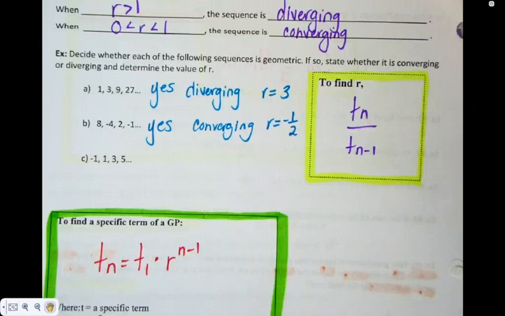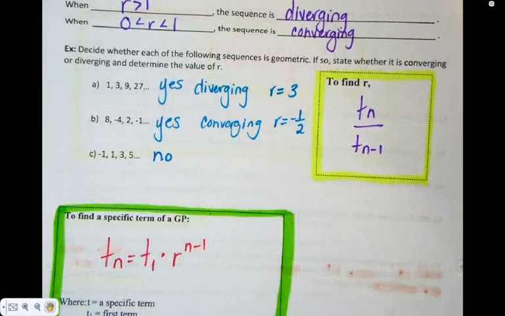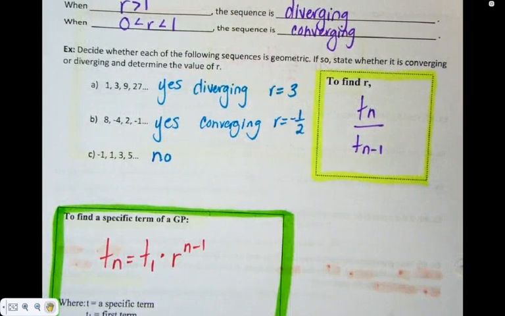C, yes or no? No. Questions so far? What we've done is the vocabulary. You need to know what a geometric sequence is, what converging and diverging mean, and how to find r.